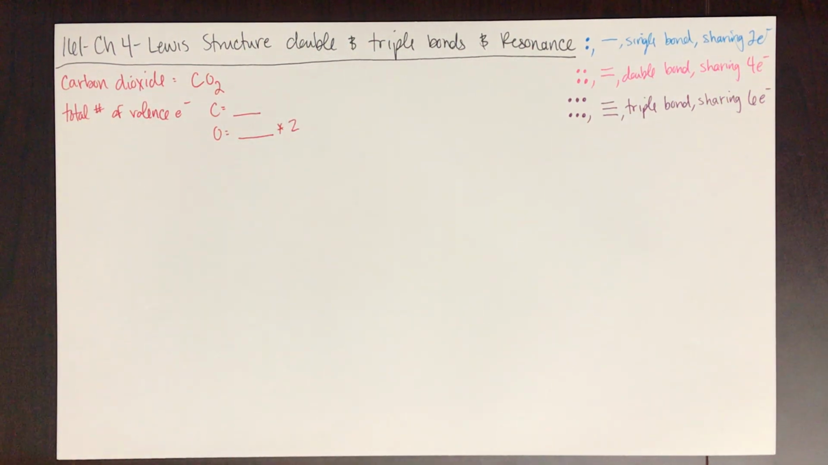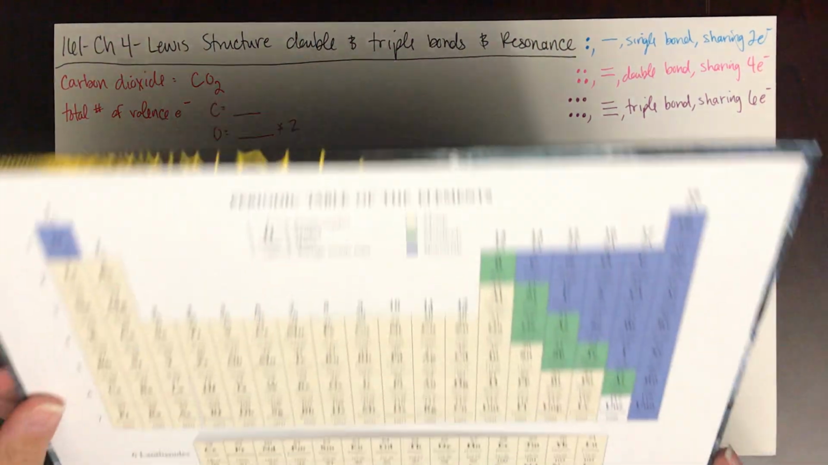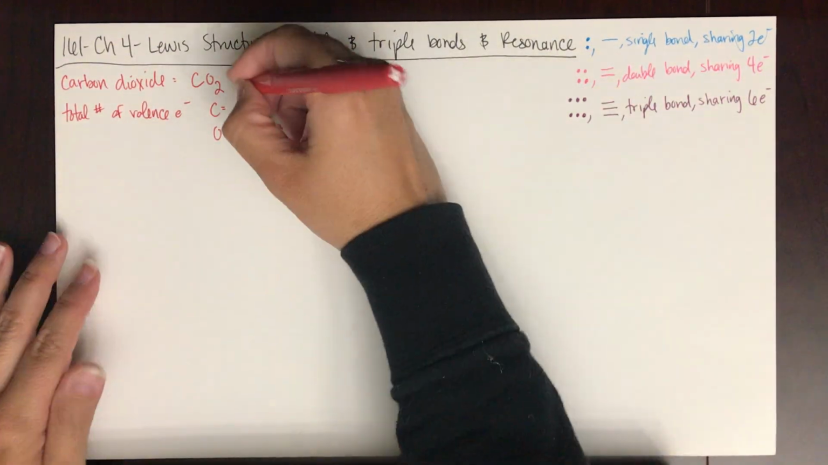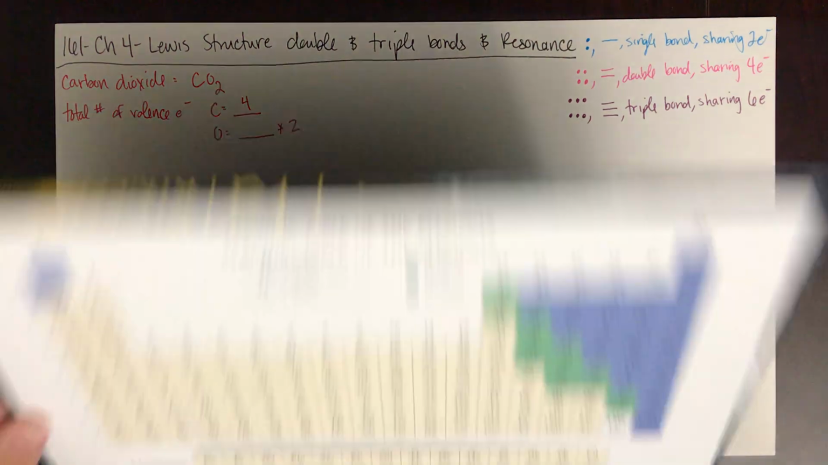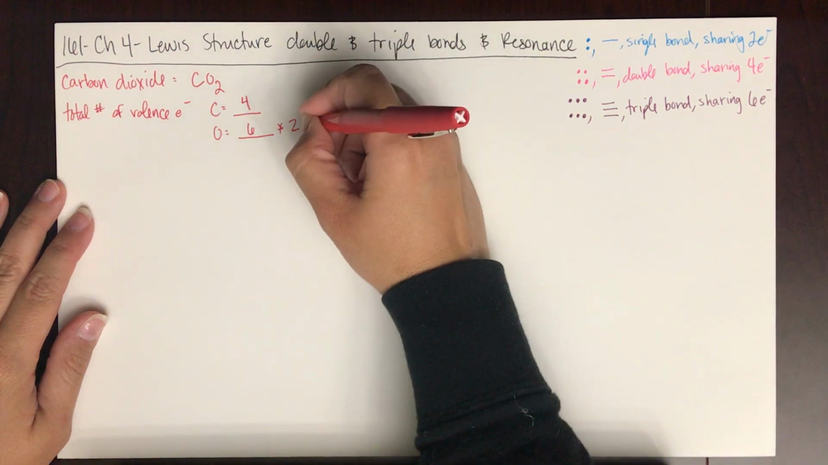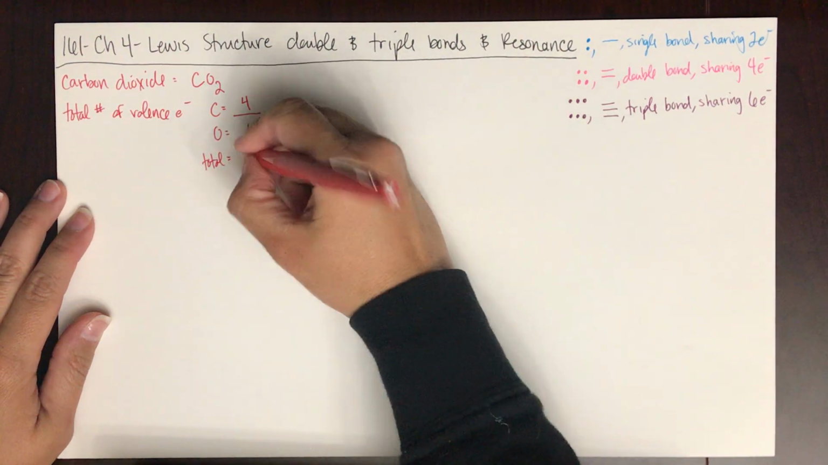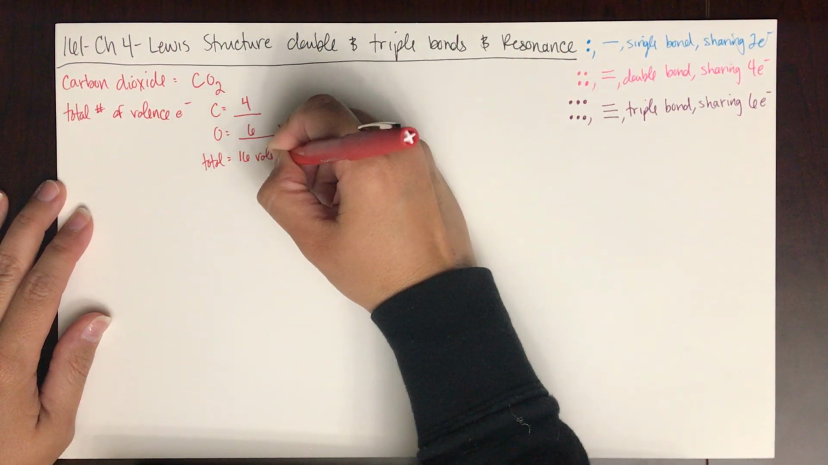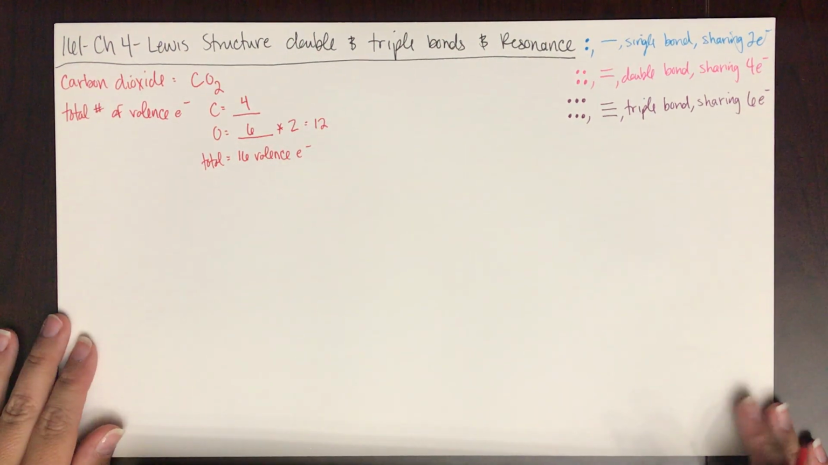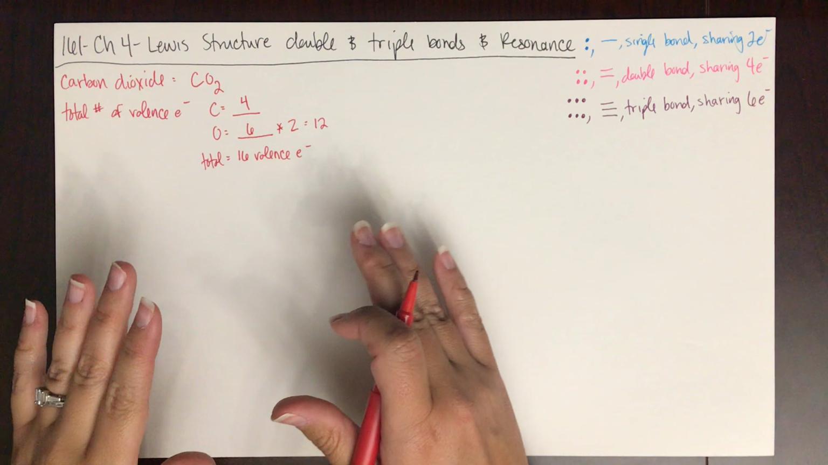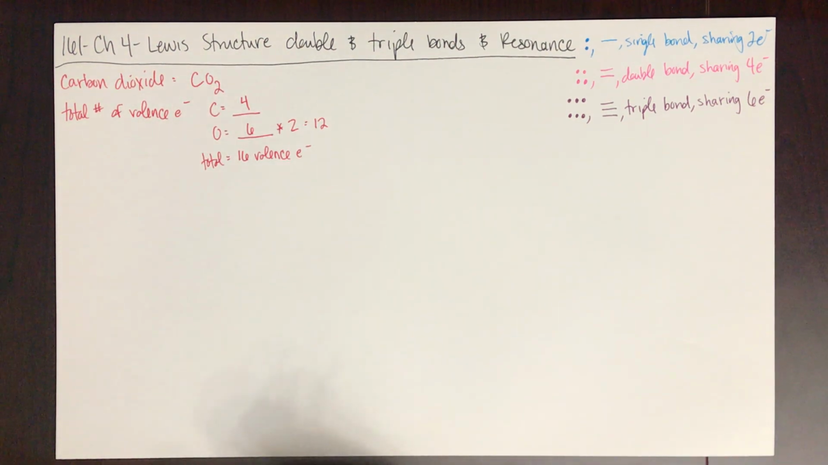Again, you can determine the number of valence electrons based on the position in the periodic table. Carbon is in group 4, so it has 4 valence electrons. Oxygen is in group 6, so oxygen has 6 valence electrons. 6 times 2 is 12. So I have a total of 4 plus 12, 16 valence electrons. These are the valence electrons that I have to equally distribute around this molecule to try to satisfy the octets of carbon and the 2 oxygens.